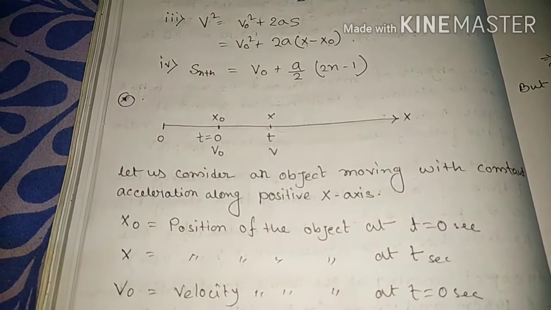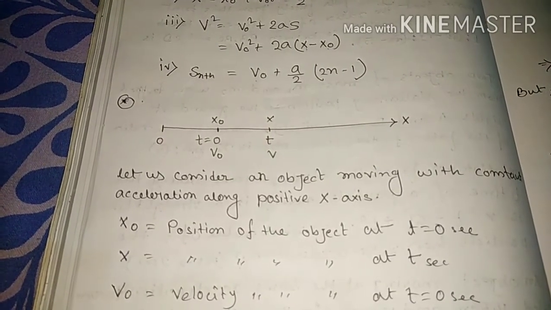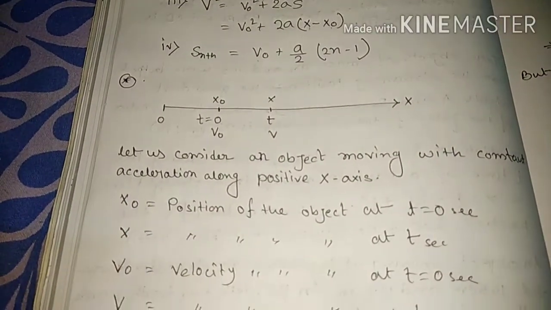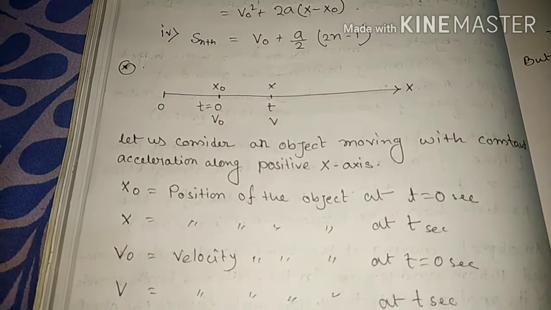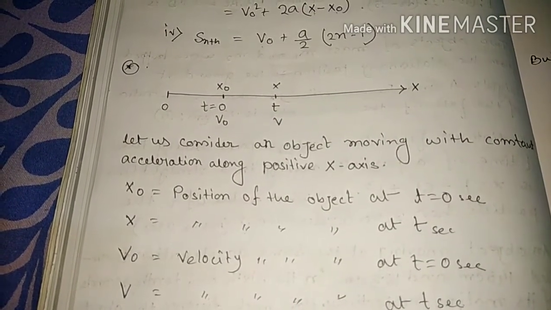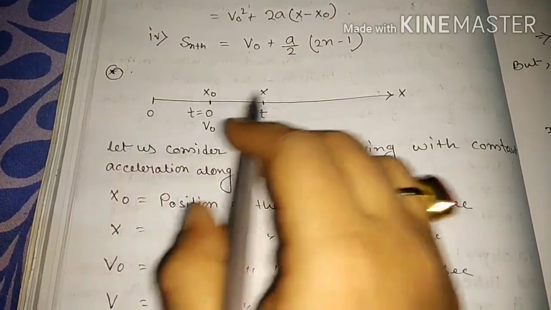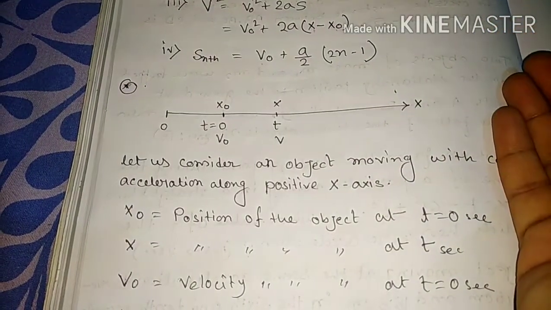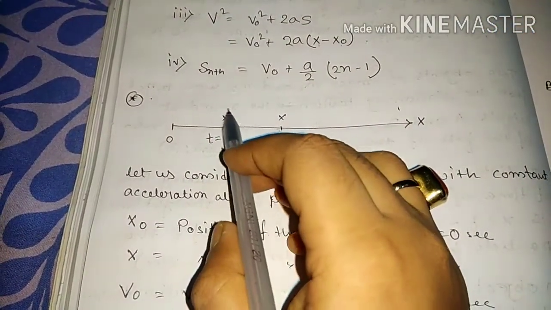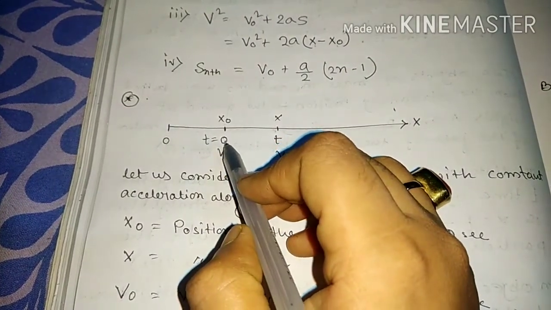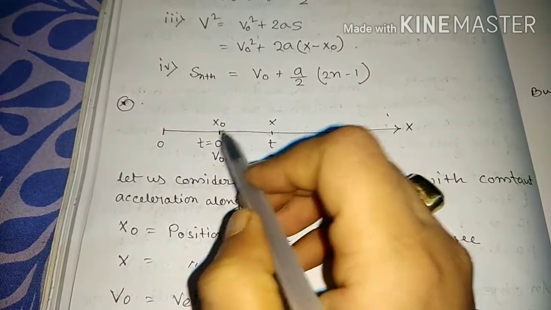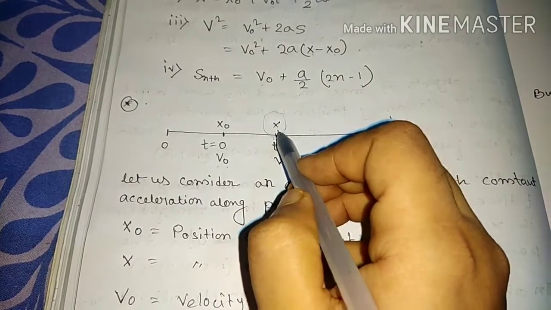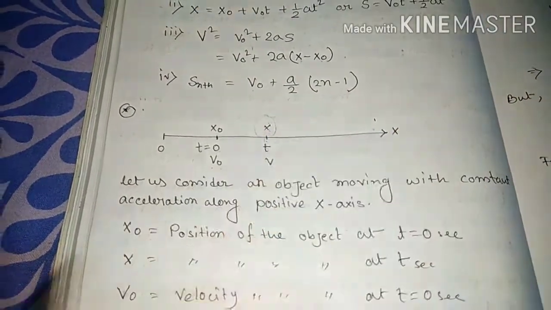So when the object is at t equals 0 second, x0 is its position and its velocity will be v0, and after some time t, its velocity is v. That means at t second the velocity of the object is v. So our object is moving along the positive x-axis with a constant acceleration, where x0 represents the position at time t equals 0, and at that time the velocity is v0. After some time t, the position of the object is x, and in that position the velocity is v.